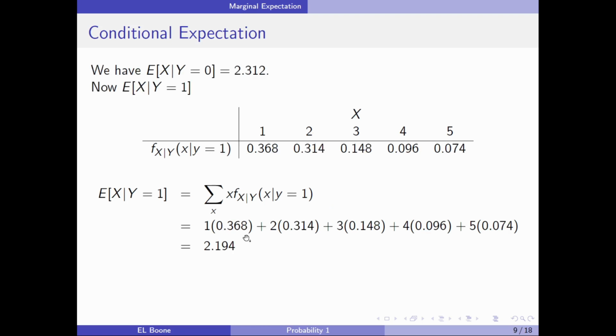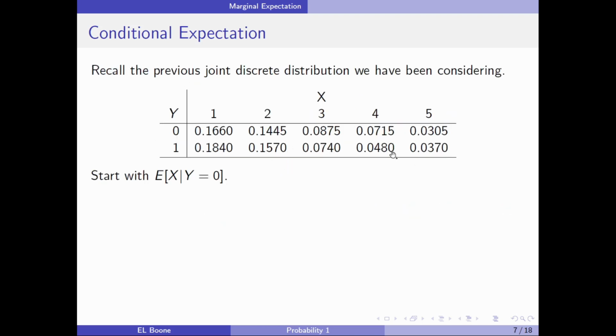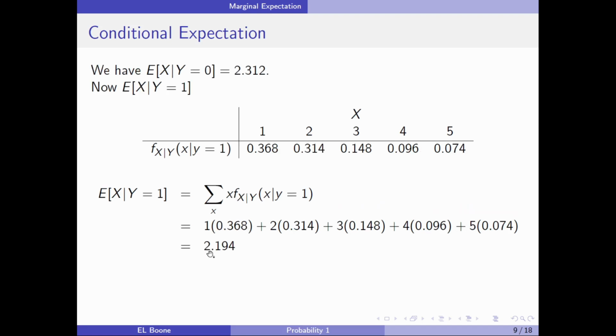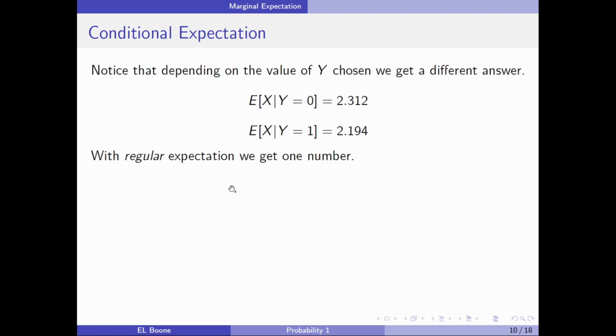All right. So now we could do this again where y is equal to 1. I've taken the original distribution, now we're looking at this particular row, and we've turned it into a conditional distribution. And you can see when I take the expected value of it, I get 2.194. So this is the distribution when y is equal to 1. The expected value of x when y equals 1 is 2.194. So the value of y determines what answer you get out of this.